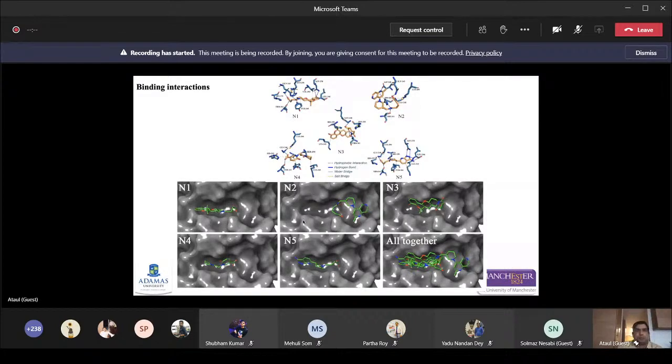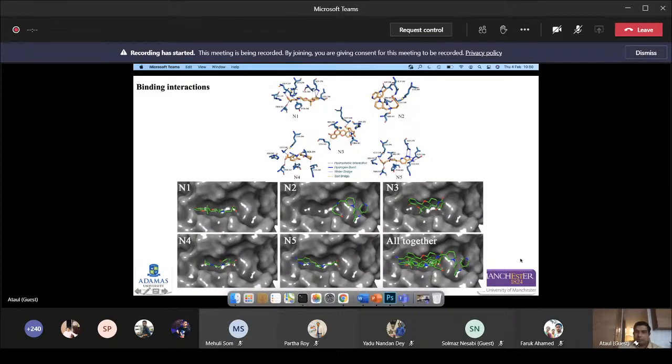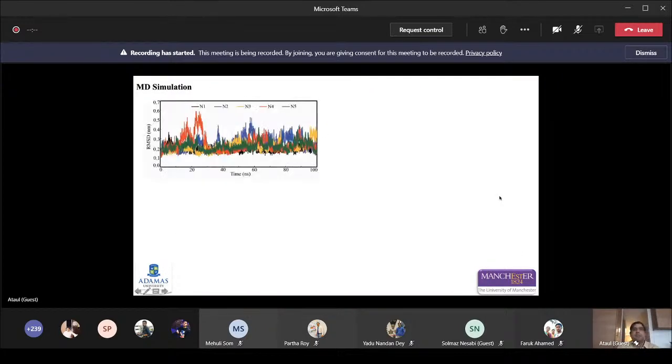We found a few crucial interactions, and then we also tried to find out how our ligand fitted at the active site. We can see that the whole molecule fitted perfectly. If you see in the last figure, the whole molecule together fitted perfectly at the active site. And then we go for the molecular dynamics simulation.